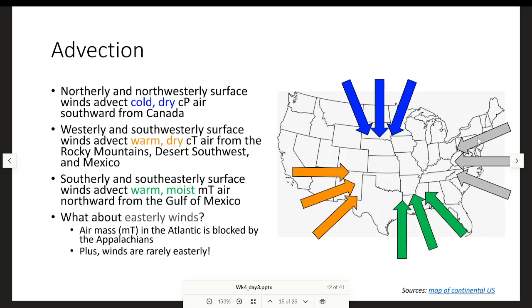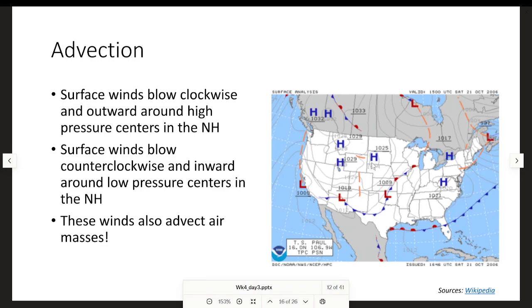And then this doesn't really happen, these gray ones, because there's the Appalachian Mountains, and you don't really get these easterlies. They kind of get blocked. So it's mostly these three air masses at play. So the surface winds blow clockwise and outward around high pressure, and they blow counterclockwise and inward around low pressure, and these winds also advect air masses.